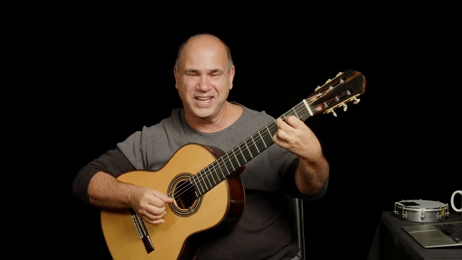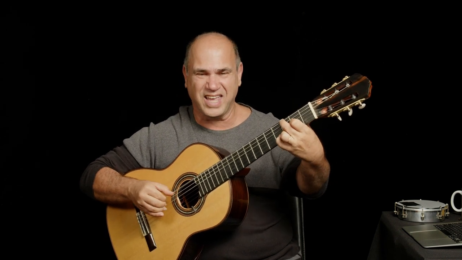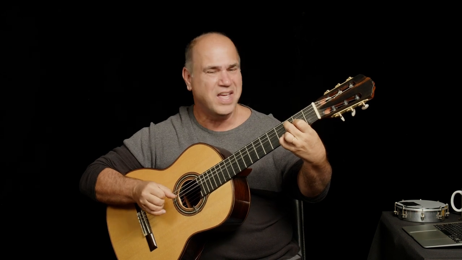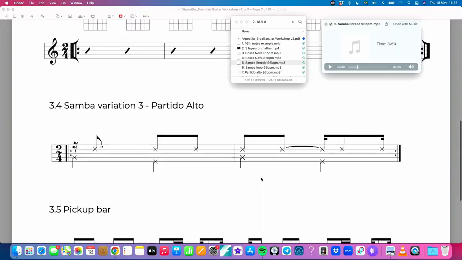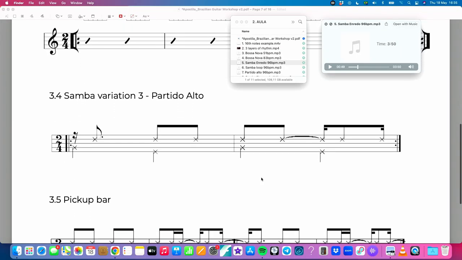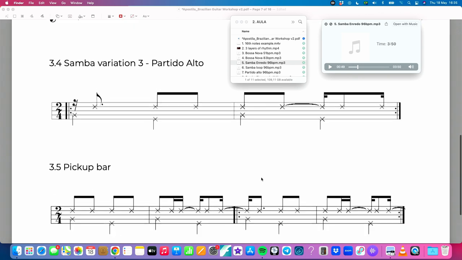Actually, I ended here and I did one variation called Partido Alto, which is the next one here. Check this out, this is interesting. I put this two here. This groove is very straight on the first bar, and then the second bar is like the second measure in the samba groove. But the first one is very straight.